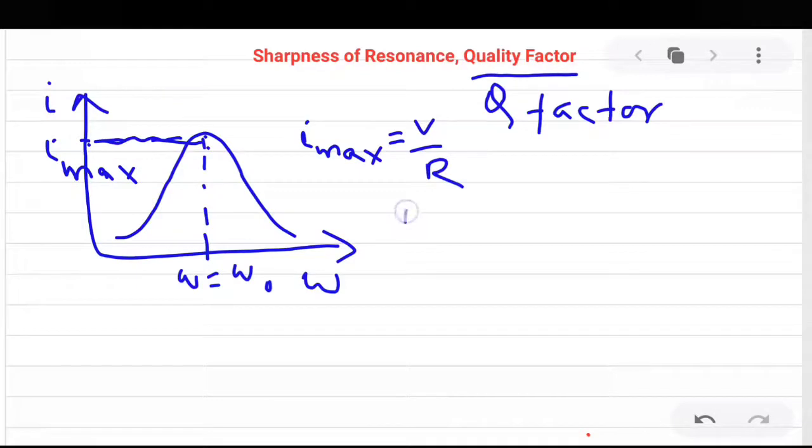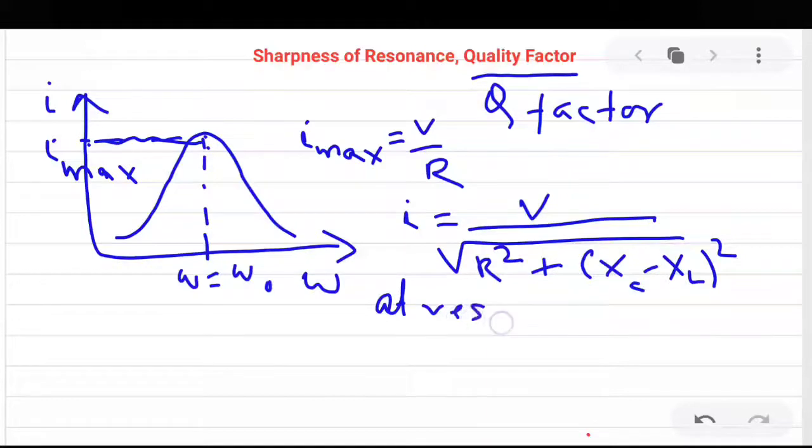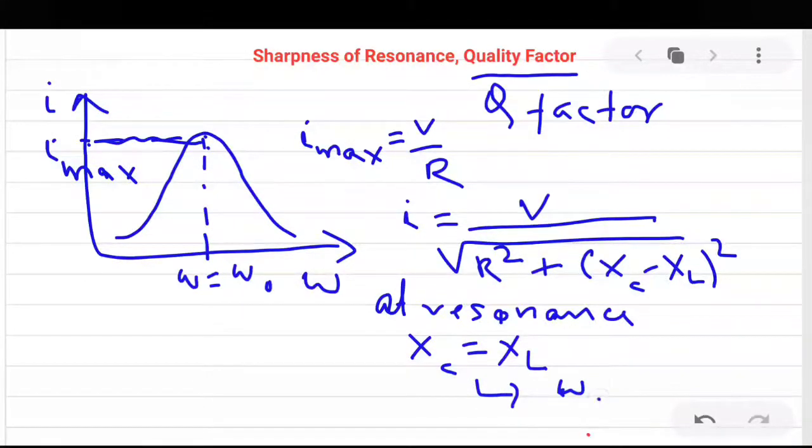Now the general expression for current was I is equal to V divided by square root of R square plus (XC minus XL) square. Now at resonance condition, we have taken XC is equal to XL. This happens at resonant angular frequency when omega is equal to omega naught. These things we have discussed in series LCR circuit.